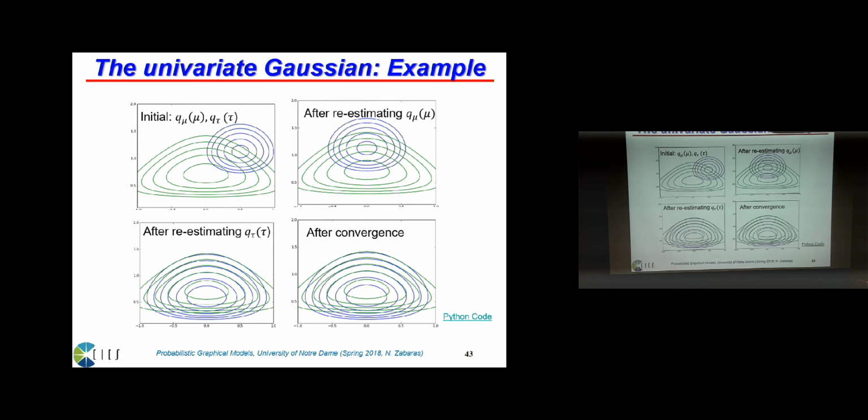Okay, so this is one re-estimation of this Q of mu. With Q of mu updated, you update Q of tau, and then when it converges, it approaches the actual distribution that you see with this, I am assuming red or green curve, okay?